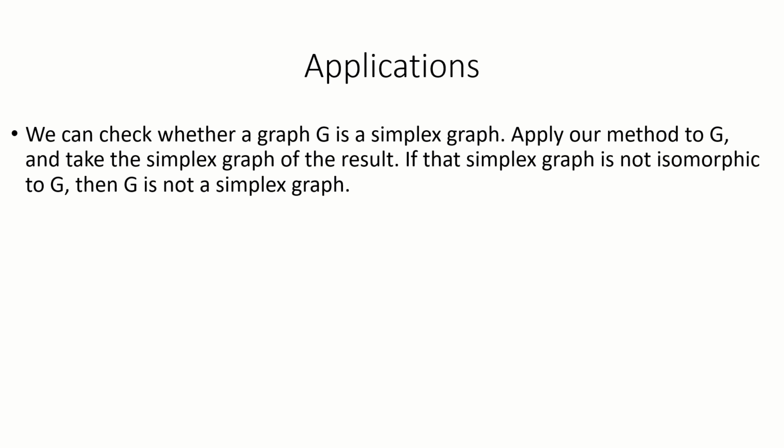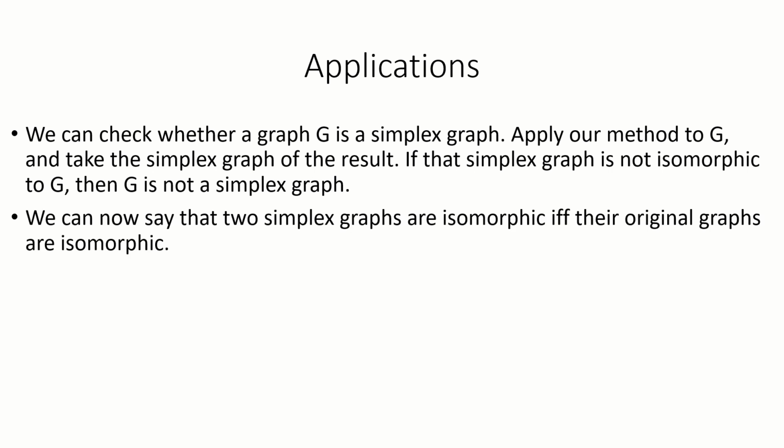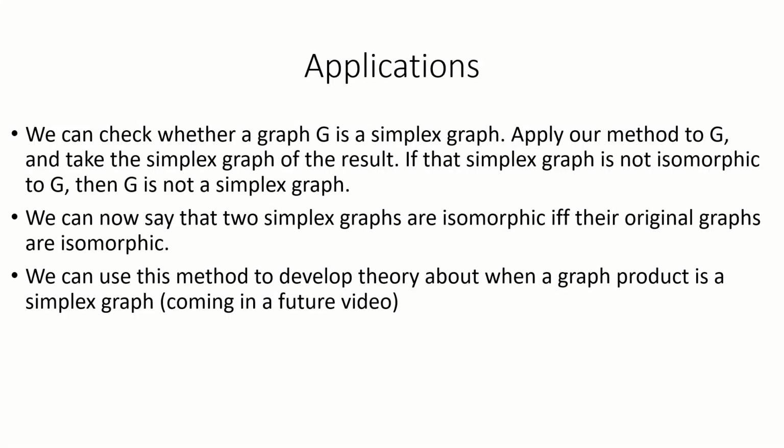Now that we have our method to find the original graph structure given a simplex graph, what are some possible uses of this method? For one, it gives us a roundabout way to check whether a graph is a simplex graph. First, assume the graph's a simplex graph, and then apply our method to find the original graph. Then, take its simplex graph and compare with what we started with. If the results don't match, then we did not have a simplex graph. Also, our method implies that two simplex graphs are isomorphic if and only if their original graphs are isomorphic. In a future video, we'll see how this method can be useful to find out whether simplex graphs can be products of other graphs.